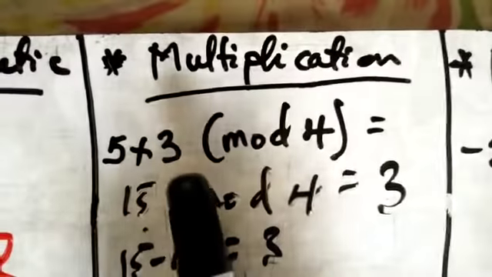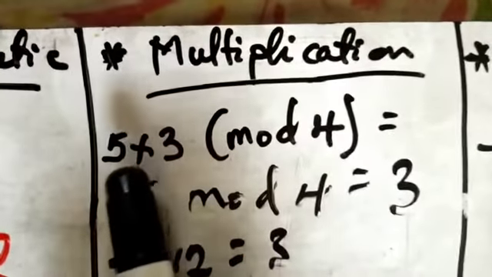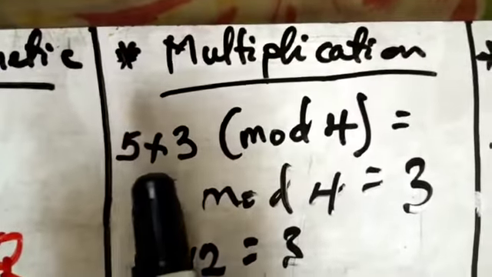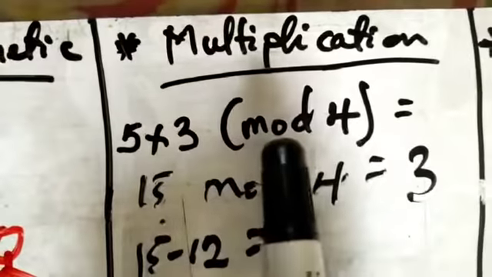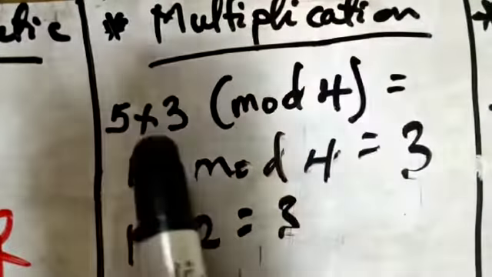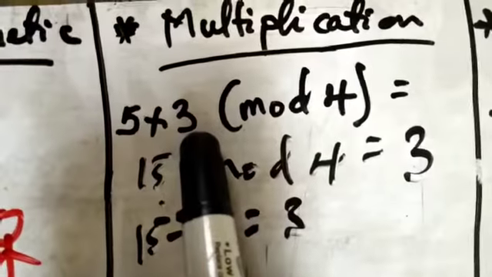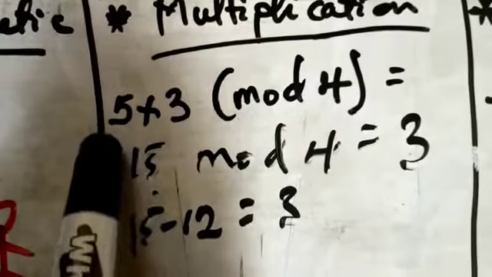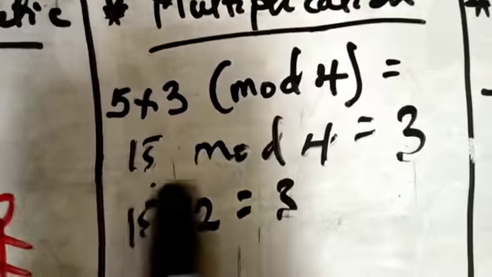First of all, you need to perform your operations here first before you move on, right? So here I'm having 5 multiplied by 3, all in modulo 4. What will be the answer? You first of all need to perform this operation. Is that okay? So 5 times 3 will give me 15. And then modulo 4.